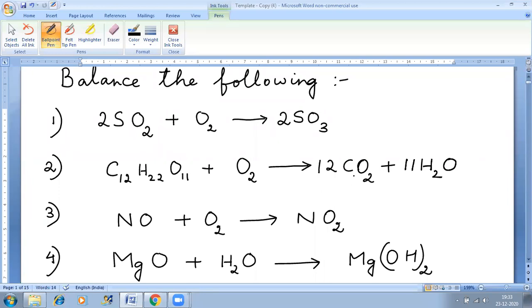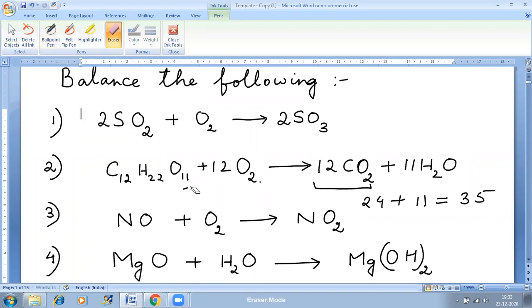So here oxygen atoms. Here I have 12 into 2, 24 oxygen atoms, plus here I have 11. So 24 plus 11 is 35. And here also I have 11 already, so I need 24 more. If I add 12 here, this becomes 12 into 2, 24. So 24 plus 11 is 35. Now it's balanced. So always remember this: whenever you have a reaction containing carbon, balance carbon first. Next one. Third one.